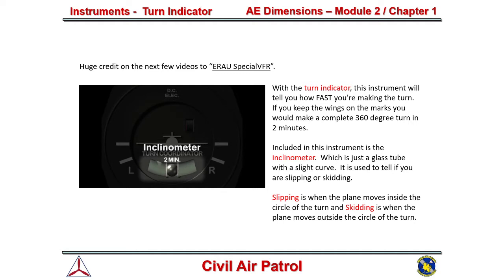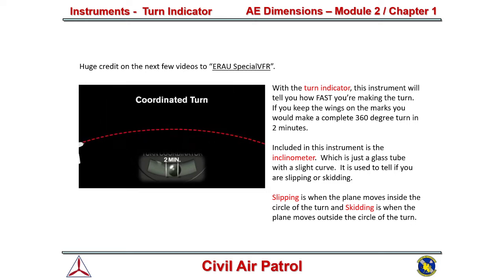The second thing is the inclinometer. The inclinometer is just a glass tube that has a ball inside of it, and it shows you if you're slipping or skidding. And so the saying is that you want to step on the ball. If you're going a coordinated turn, that means you have a nice, easy turn, and the airplane is staying on the same arc as the turn. If you were slipping, the plane would be sliding to the inside of the turn. If you are skidding, you would be skidding out of the turn.